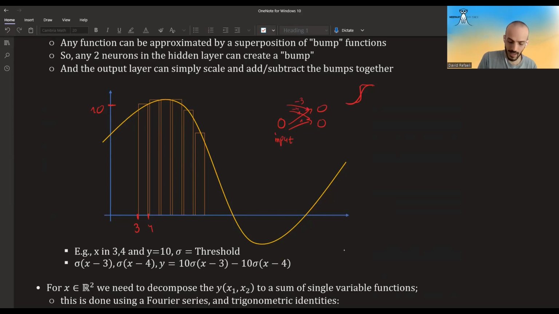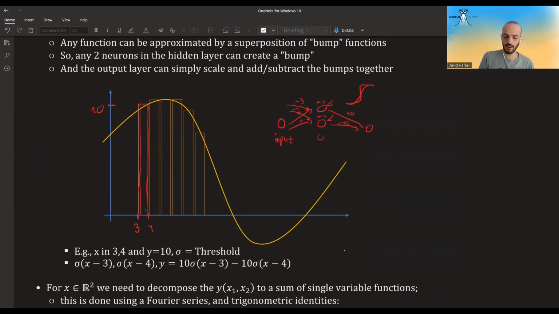So here we have x minus 3 as the input. Here we have x minus 4. Then we take the threshold function on both of them. And then the y will just take 10 times this and minus 10 times this. And this will create this bump function over here.